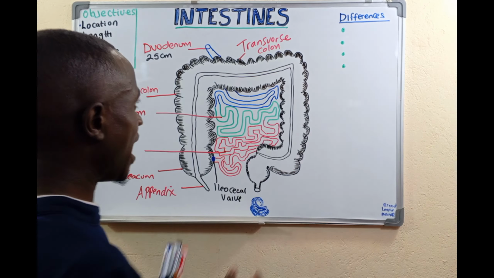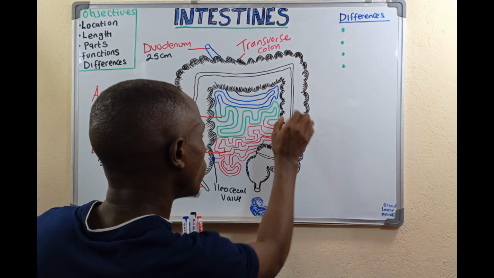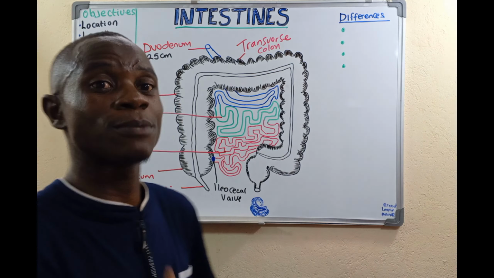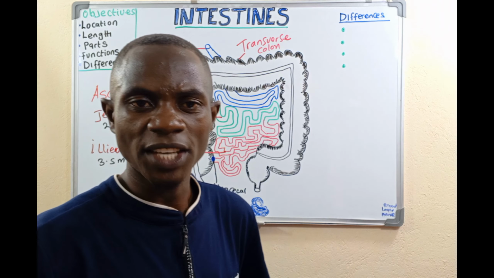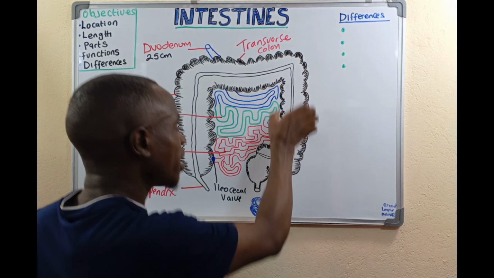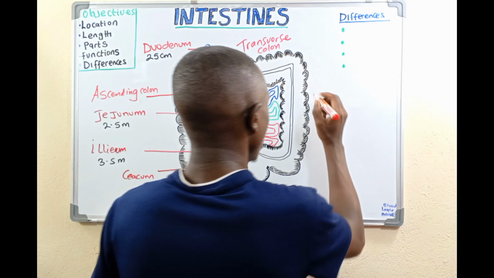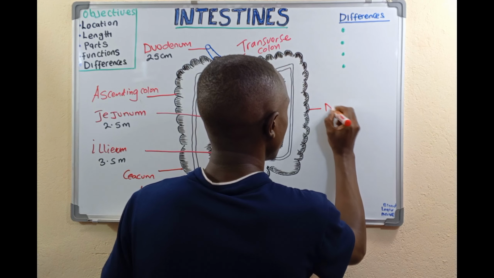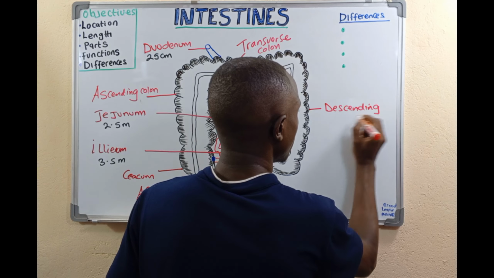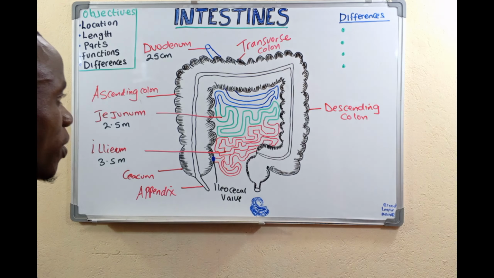Then as you move down, the transverse colon makes this corner. You know how this corner is called? This one here is what we call the splenic flexure. Then the colon moves down. You know how this colon is called here? This one here is what we call the descending colon.